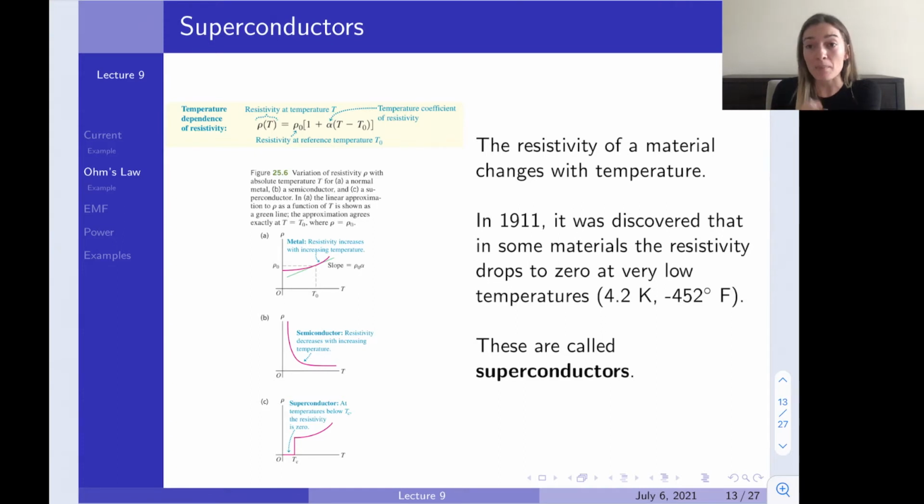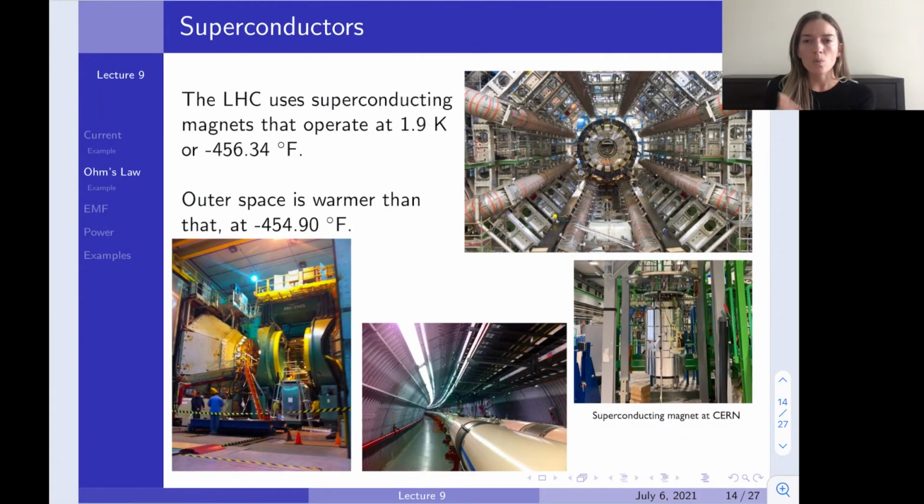So this is the temperature range that superconductors typically work at. Now what can superconductors be used for? Well, one of my favorite uses of superconductors is at particle accelerators. The largest particle accelerator in the world is at CERN, on the border of Switzerland and France. This accelerator is 27 kilometers long, which is like 15 or 16 miles in diameter.